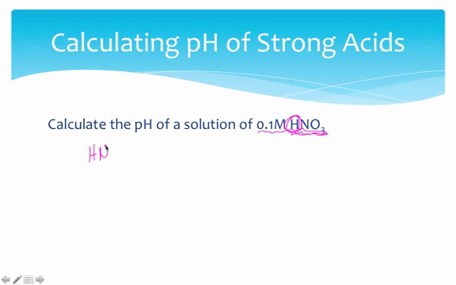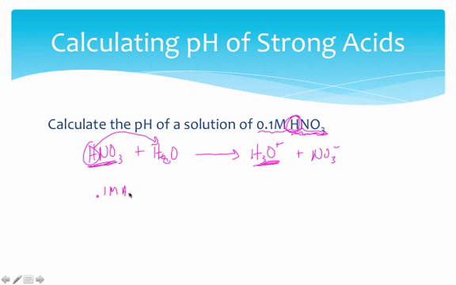So we're going to write our HNO3. We're going to react that with our water. In this case, HNO3 is going to be our acid. It's our proton donor. And as a result, we're going to get the H3O+ ion, and we're going to get the NO3 minus ion. Notice here that in the balanced version of this reaction, 1 mole of HNO3 gave us 1 mole of the hydronium ions. This means that our 0.1 molar HNO3 solution is going to give us a 0.1 molar hydronium ion solution.